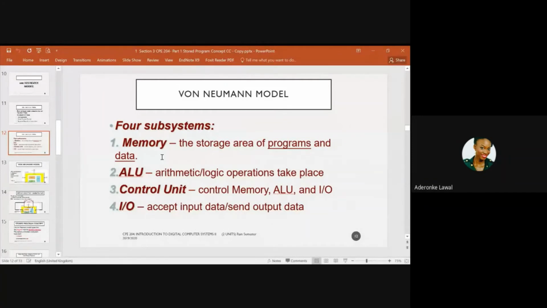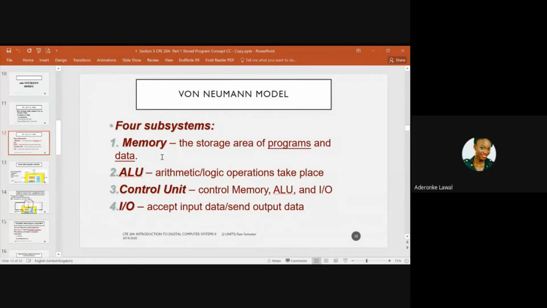If you're a programmer, you know your if-else control statements and all of that. This is the subsystem of the computer model where all these operations happen. And then we have the control unit, where basically the whole instruction processing happens. And then we have the IO, where, okay, this is the mode of input.